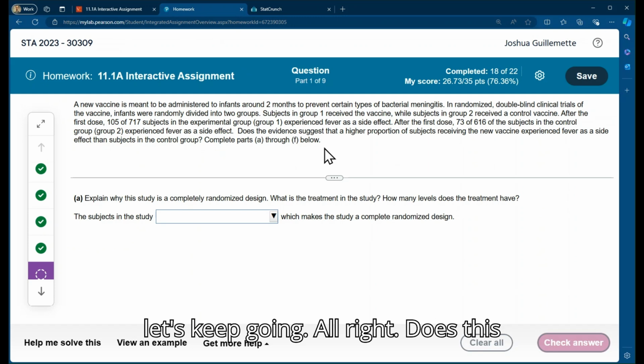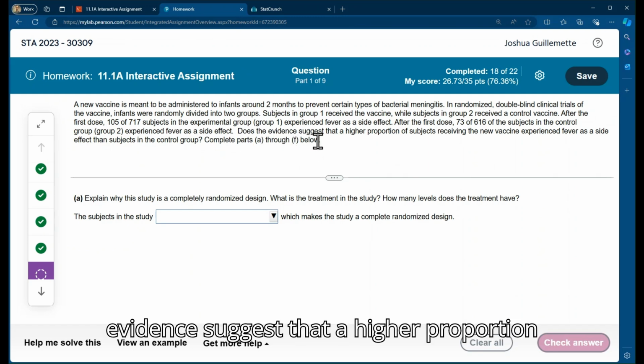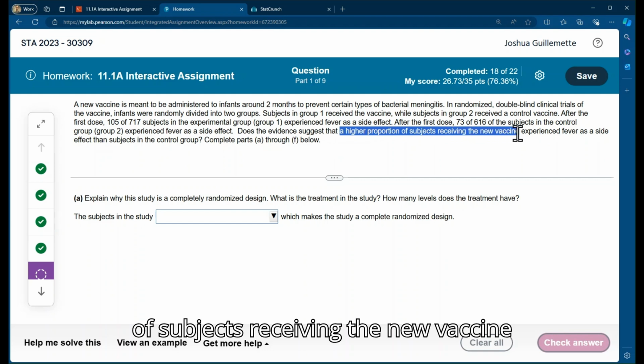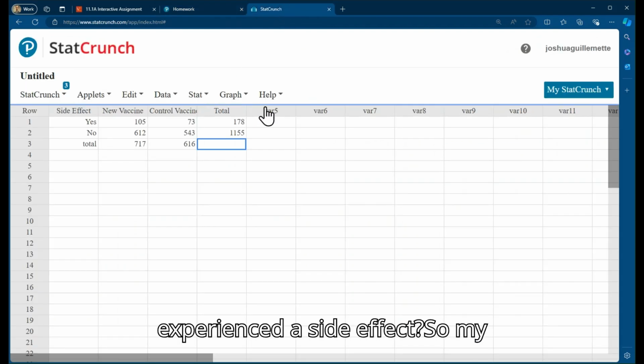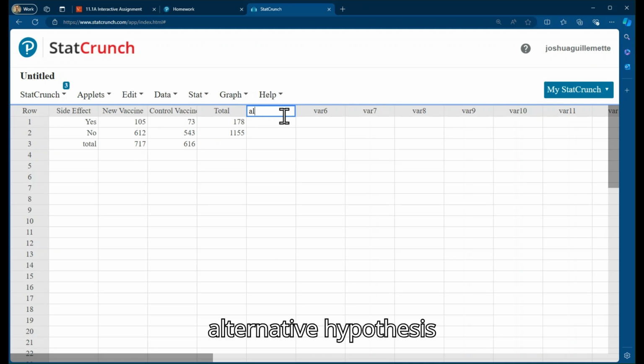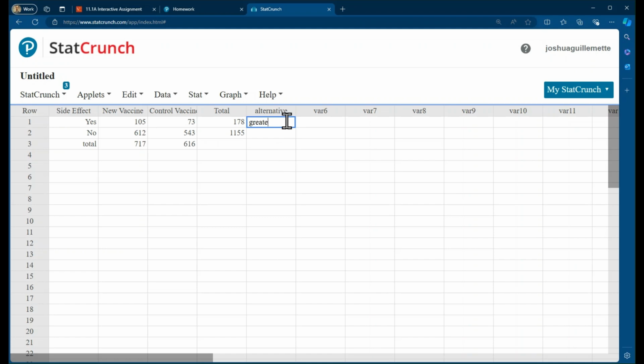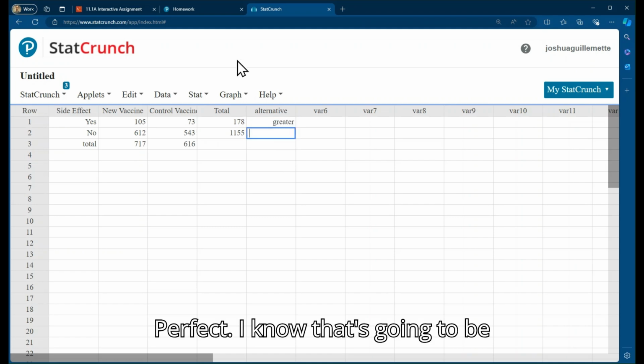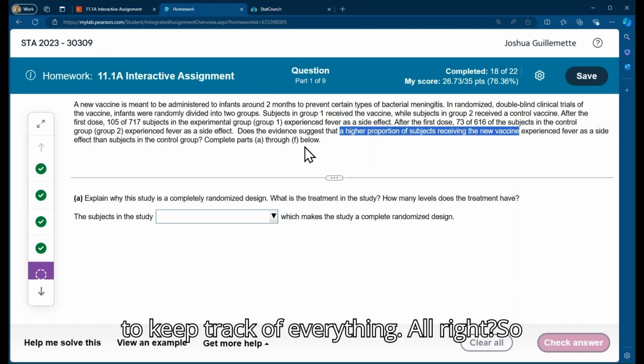Let's keep going. Does this evidence suggest that a higher proportion of subjects receiving the new vaccine experienced a side effect? So my alternative hypothesis is going to be greater than. Perfect. I know that's going to be greater than. So I'm just kind of trying to keep track of everything.